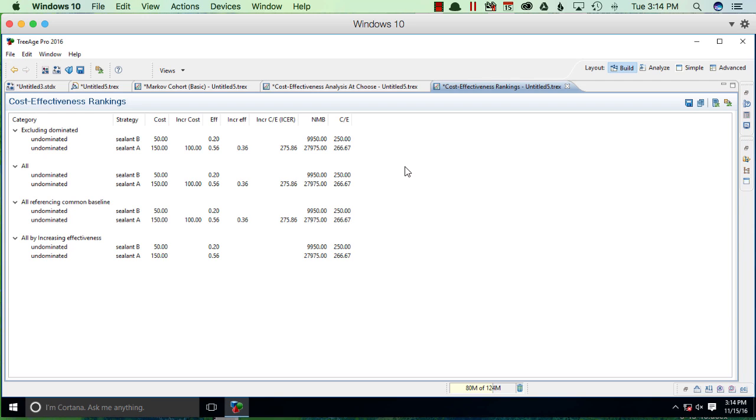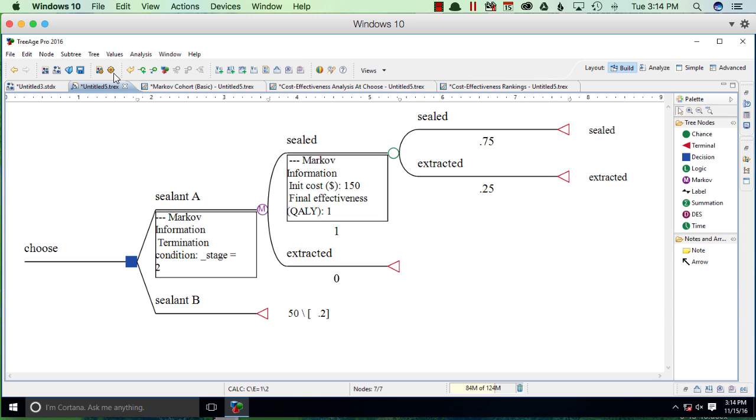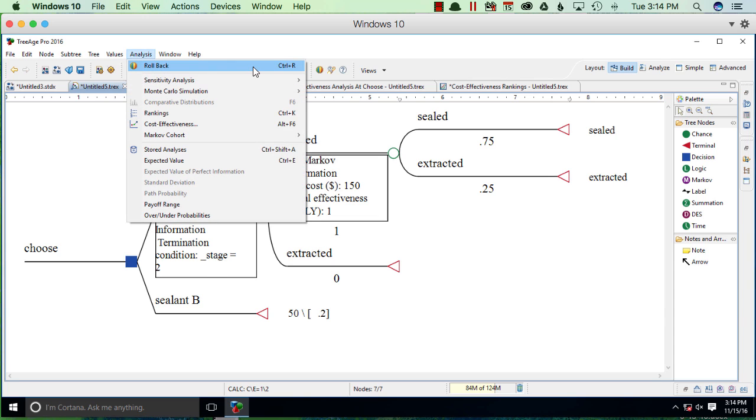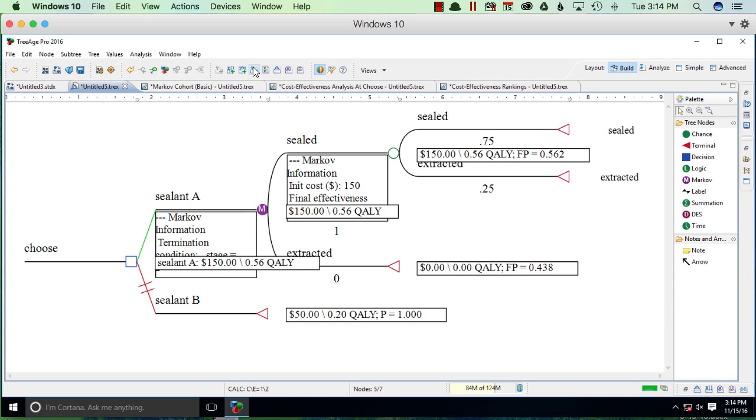So you see it puts sealant B $50, 0.2, that's just what we gave it, and then $150, but 0.56. That's 0.75 times 0.75 because of the 2 stages. So that 0.56, that's the cumulative effectiveness at the end of the Markov model. And it's going to choose sealant A here, more cost effective compared to sealant B.